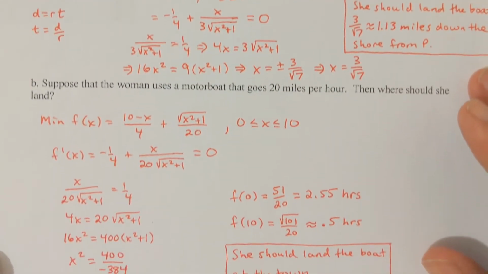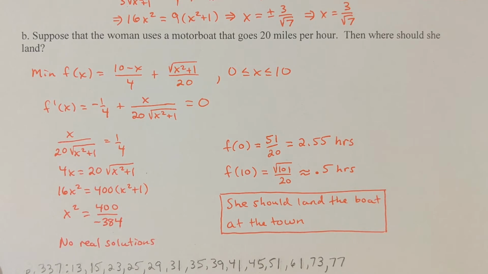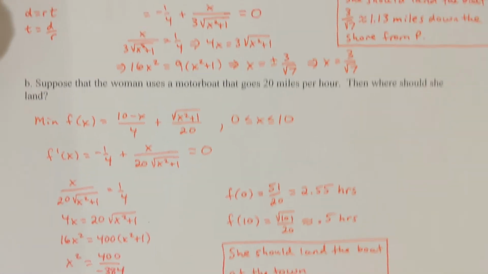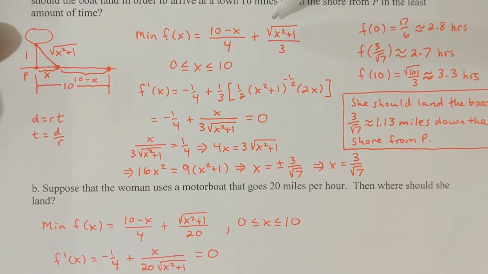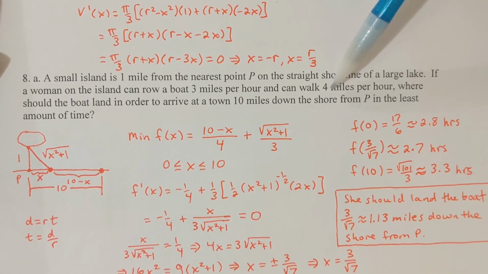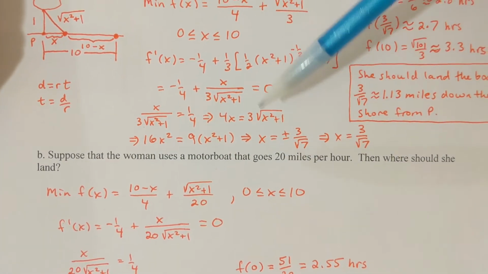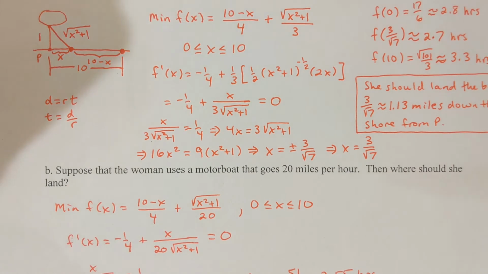So, okay, how about part B? Suppose that the woman uses a motorboat that goes 20 miles per hour. Where should she land? Well, the only adjustment here in the function from what we had earlier is the rate of the motorboat versus the rate at which she's in a rowboat. Okay, so I've just changed this 3 to a 20. The conditions on x are still going to be the same, right? Point P is 10 miles away from the town.